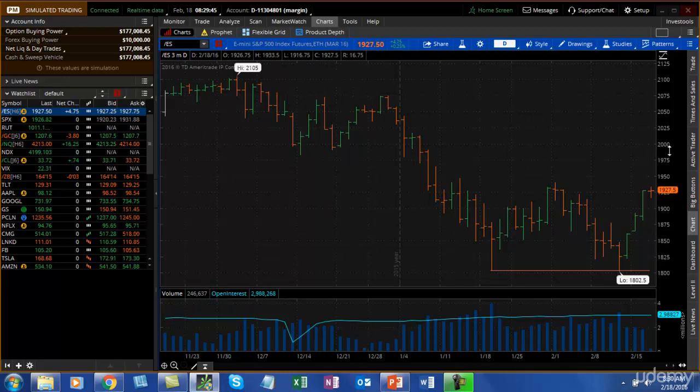Now, basically, I wanted to show the platform. Most platforms will have most of these features. You want to create your own watch list. You want to look at charts. You want to look at short-term charts. You want to look at long-term charts, and then make your decisions.